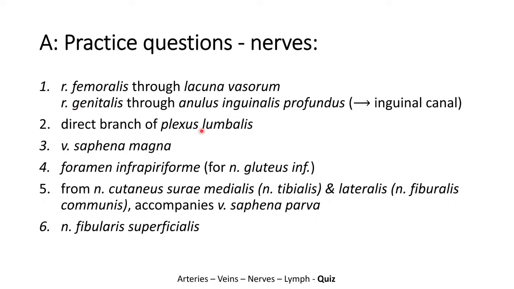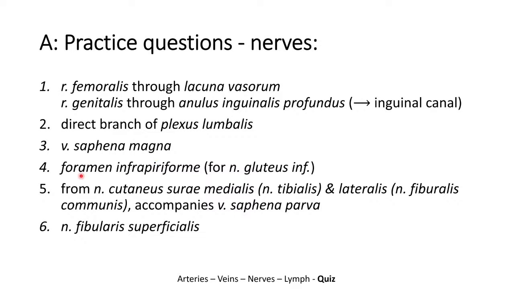All right, then the second question. Nervus cutaneus femoris lateralis is a direct branch of plexus lumbalis. You should also be aware of the different origins of the cutaneous femoris nerves. No, we said lateral, posterior, anterior, and medial. Then number 3, which vein does nervus saphenus accompany in the lower leg? It is vena saphena magna.